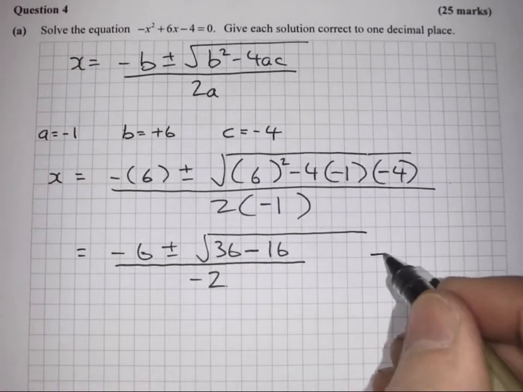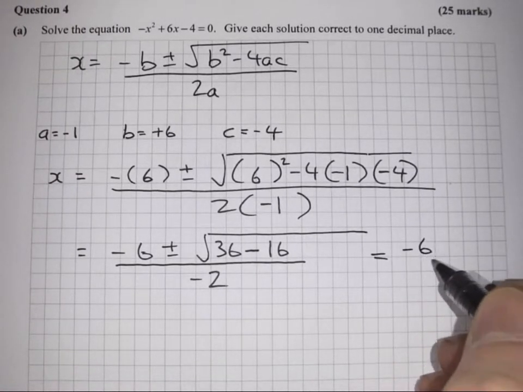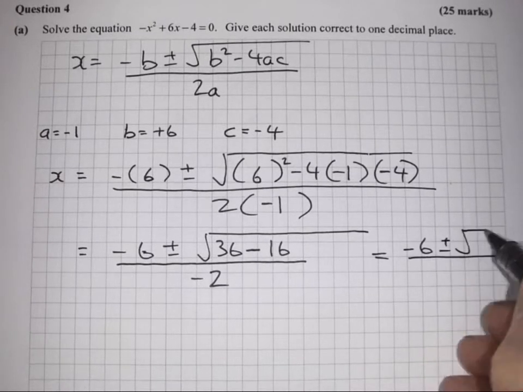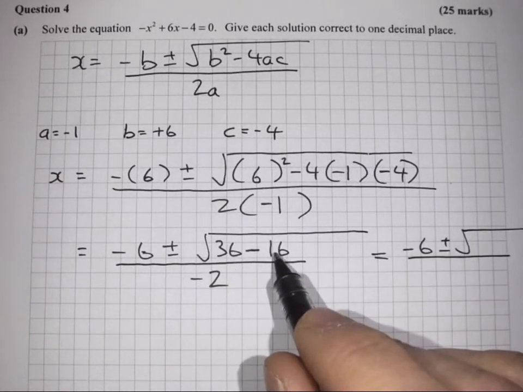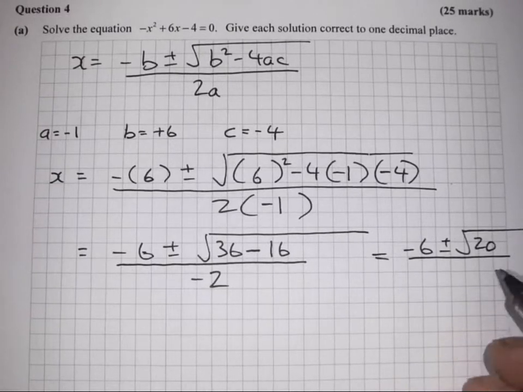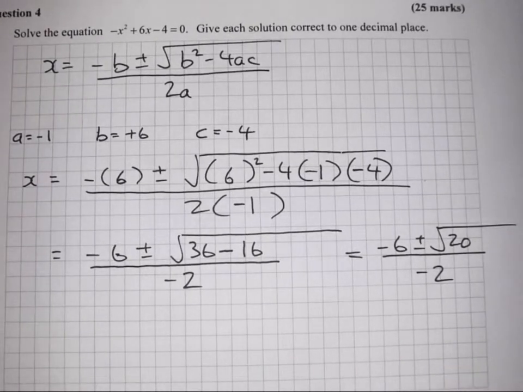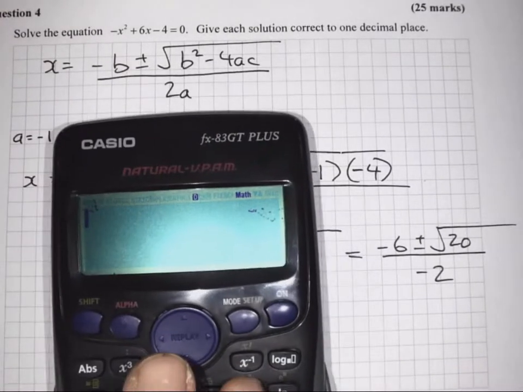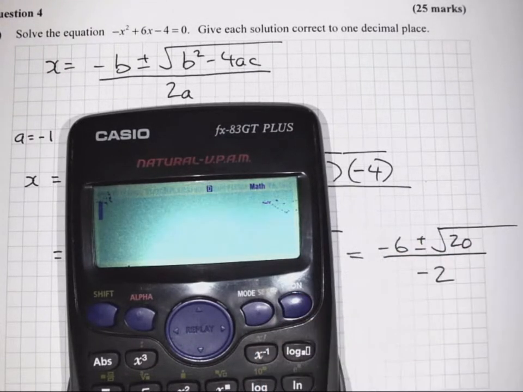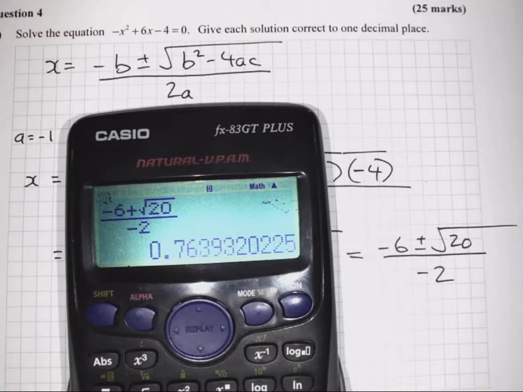And we can tidy that up a bit further again. We'll leave our minus 6 here on top, plus or minus the square root of 36, take away 16, leaves square root of 20 all over minus 2. And at this stage maybe we can go to the calculator. So something like this, I'll have fraction minus 6 plus the square root of 20 all over minus 2, press equals, and I get 3 minus root 5, and I'm going to SD that to give me a decimal.